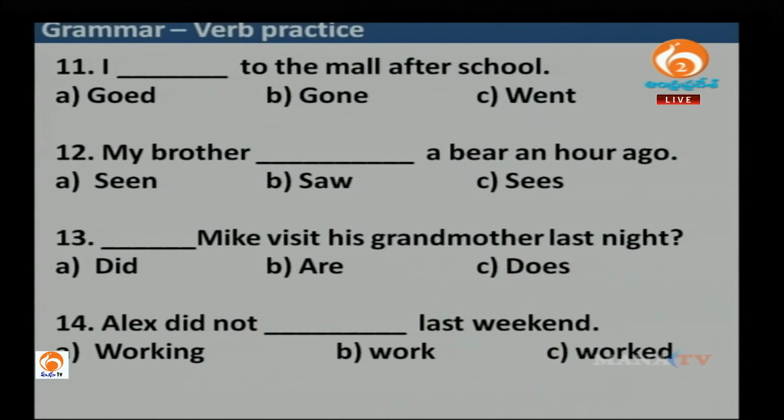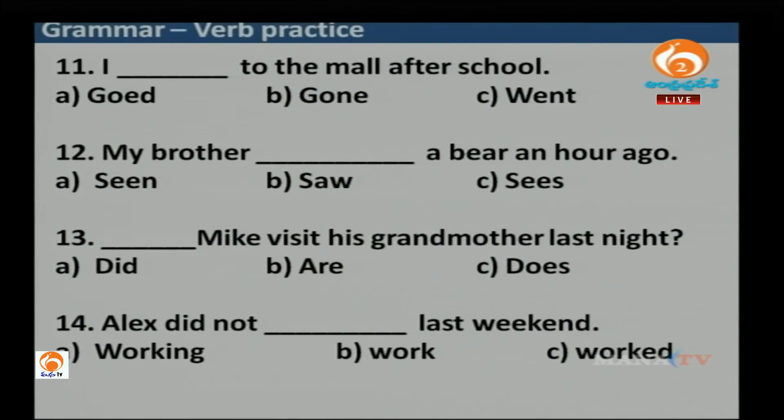Number 11. I dashed to the mall after school. I gone, I goed, I went. So of course, option A is that word does not exist. Option B is grammatically incorrect. So option C is the correct answer. I went to the mall after the school.